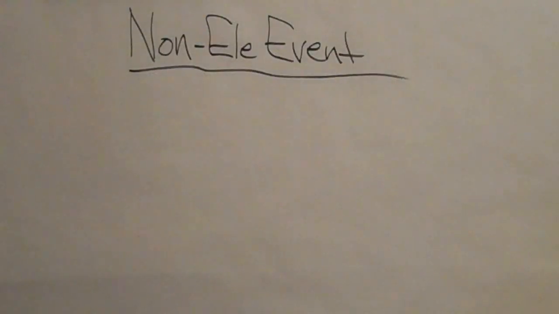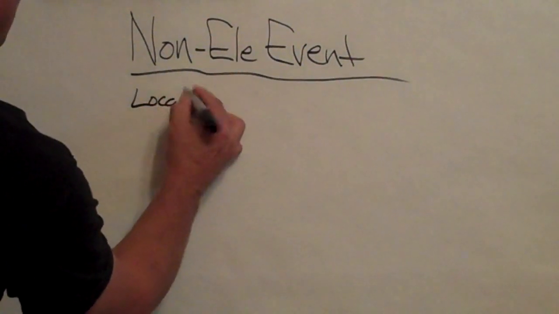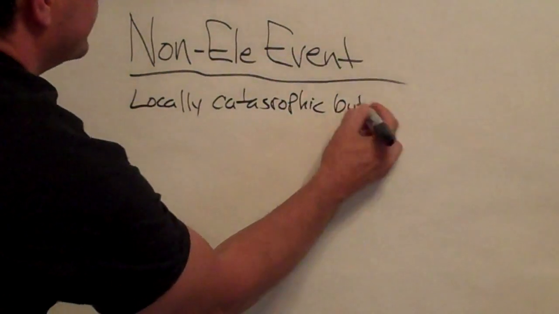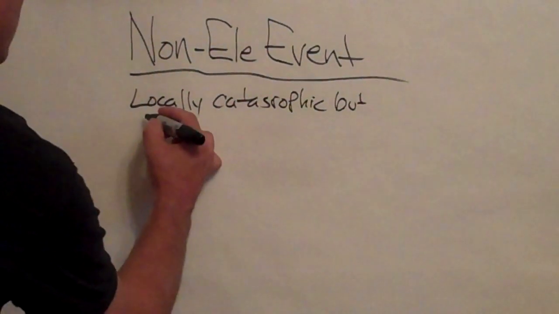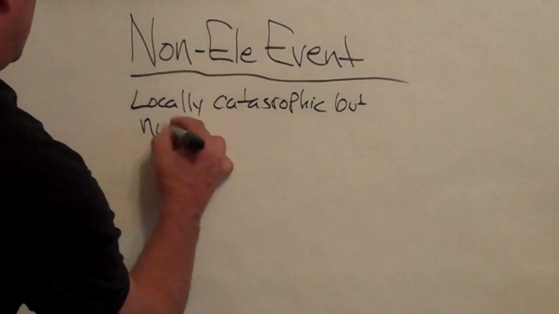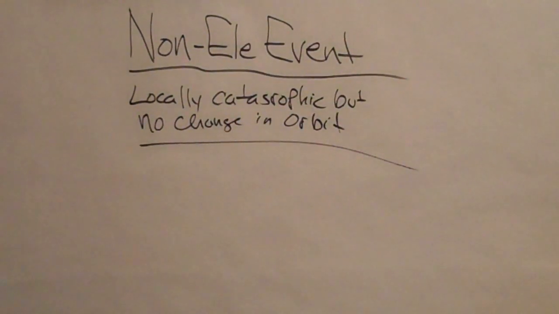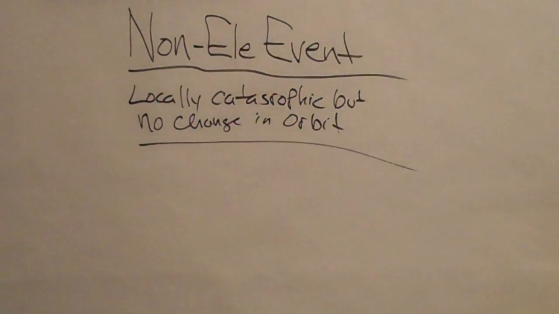Anyways, non-ELE event, locally catastrophic, but no Earth axis shift, no change in the day or night, no change in orbit. And for the moon, it is a non-ELE event as well.